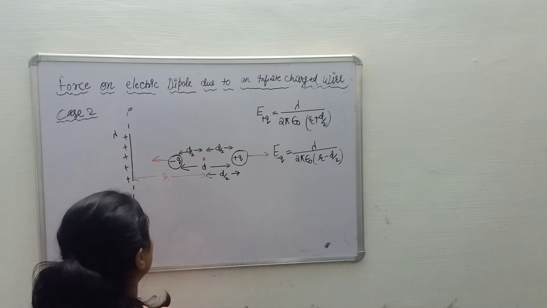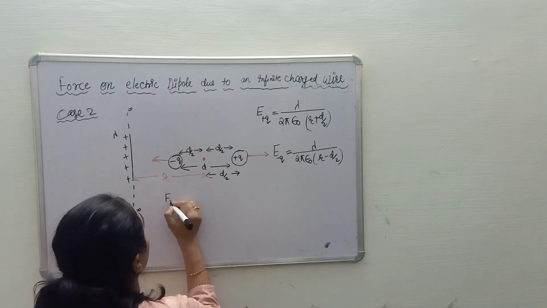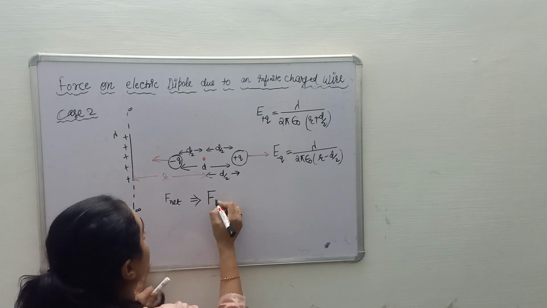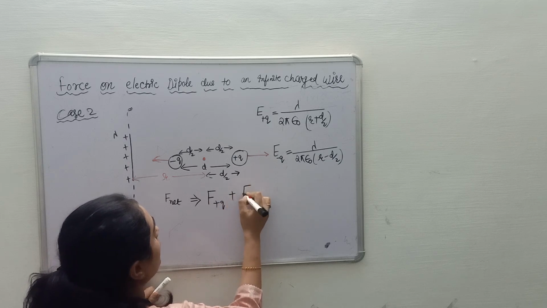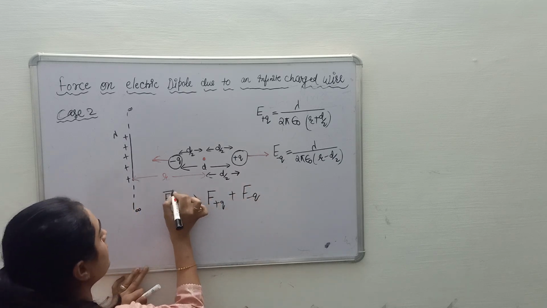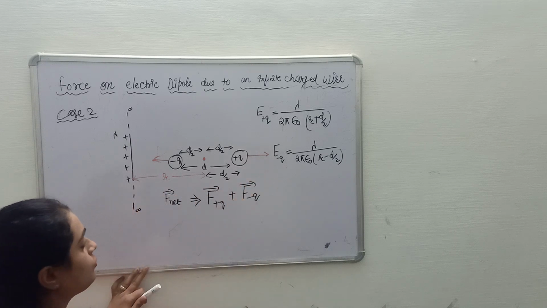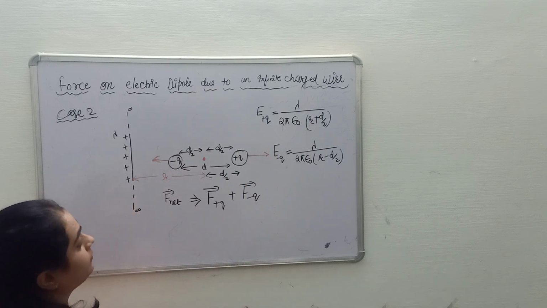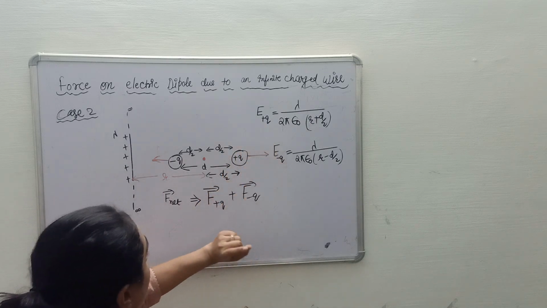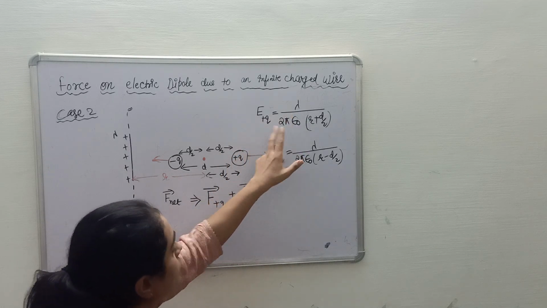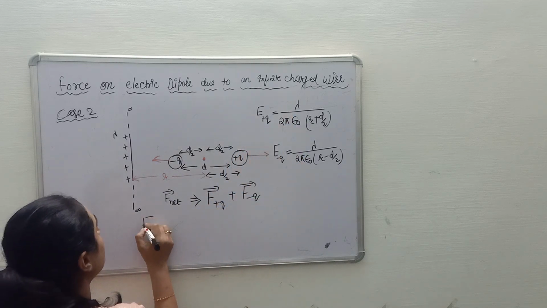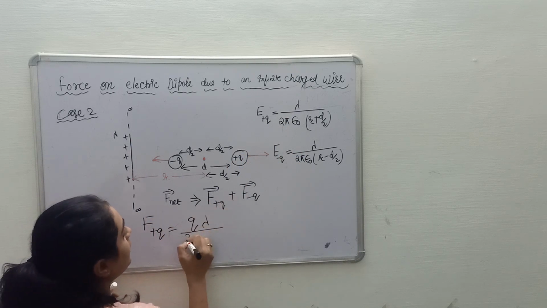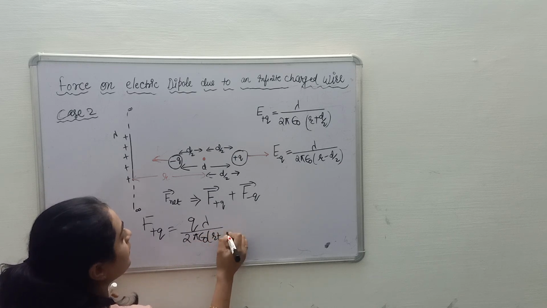Now check the net force. F net is F on positive q plus F on negative q, the sum of these two forces. F on positive q will be equal to Q times E, because we need to multiply E with the charge to find the force. So E on positive q is lambda by 2 pi epsilon naught times r plus d by 2.